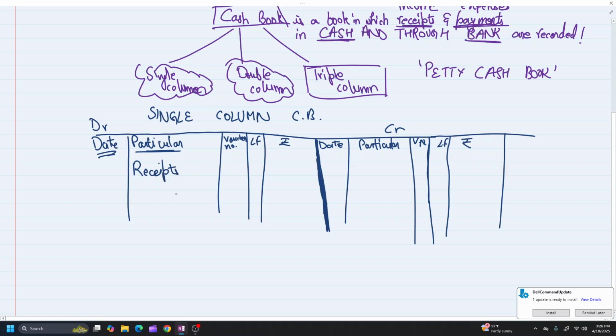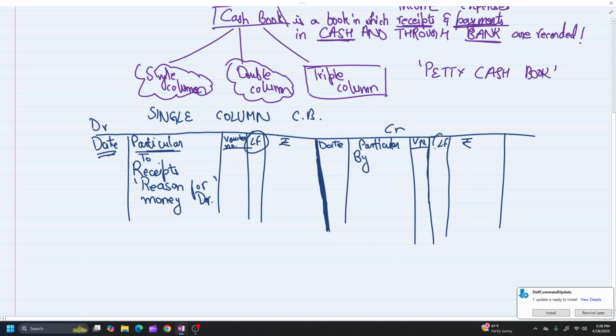For what did you get the money, reason for money debited. Here you use the term "to", here you use the term "by". Now voucher number, let me talk about it in the last.